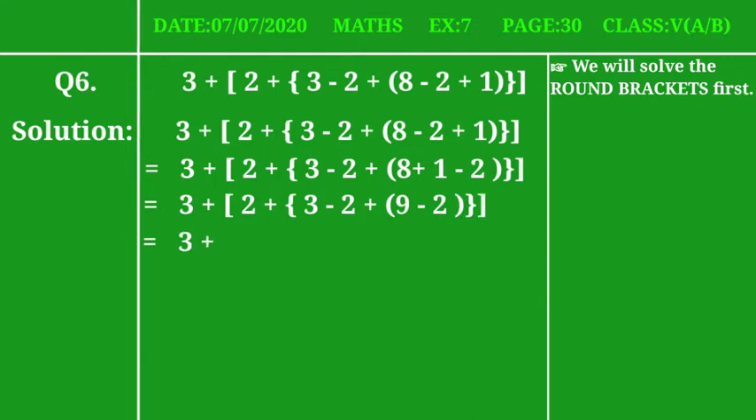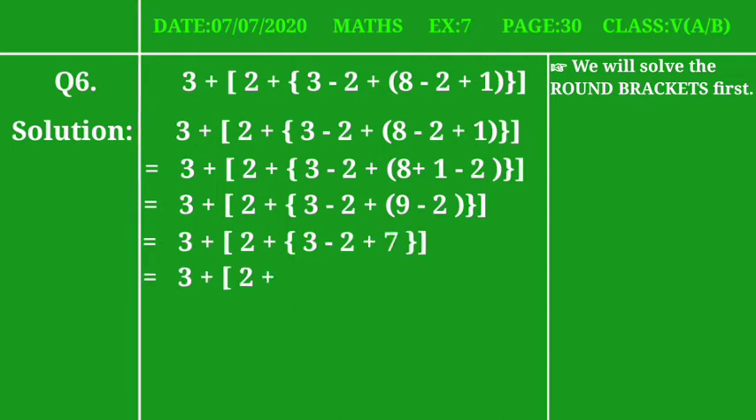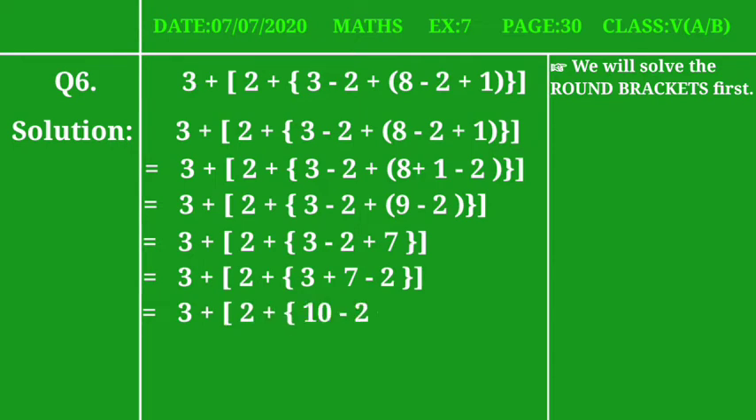Still there is a round bracket, we have not finished calculating. Inside the round bracket, 9 minus 2 will give you 7. Now the round bracket is finished. Now start the curly bracket. 3 minus 2 plus 7, we will do addition first. 3 plus 7 gives you 10, minus 2. Then do the subtraction, 10 minus 2, and the curly bracket will be over. 10 minus 2 is 8.